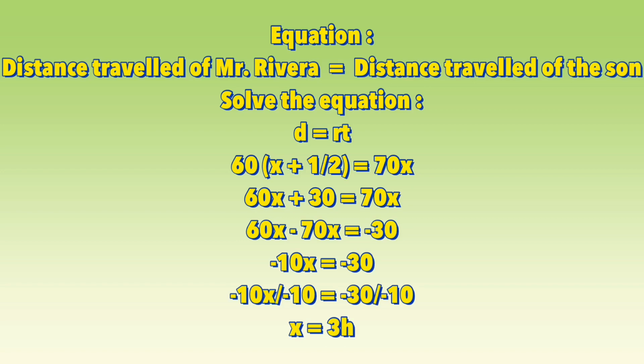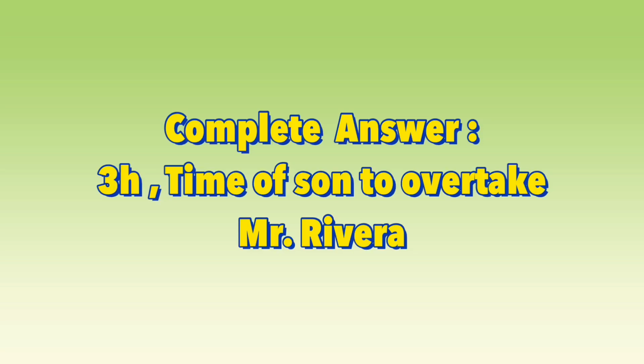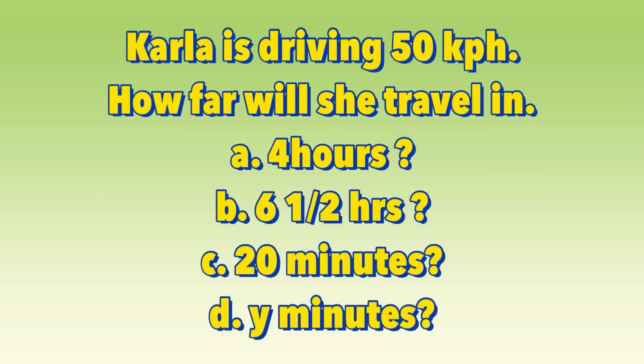Okay, we're going to divide both sides by negative 10, and our x now is negative 10x divided by negative 10 equals x equals negative 30 divided by negative 10 equals 3. So therefore, the time traveled by the son is 3 hours. Our complete answer, 3 hours is the time for the son to overtake Mr. Rivera.